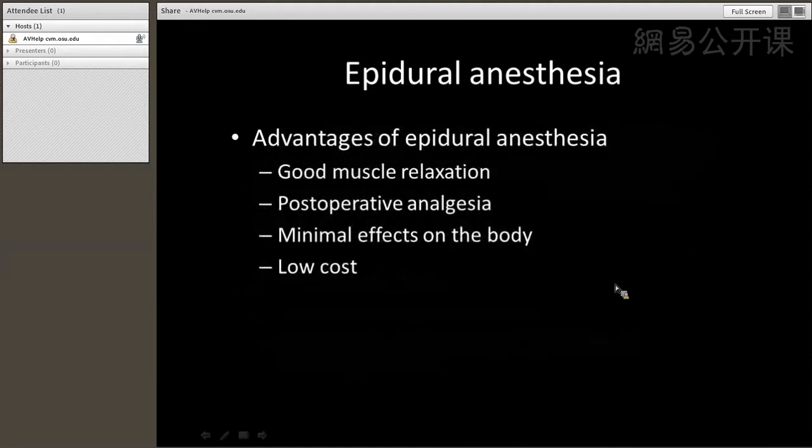So some advantages of epidural anesthesia are that you get good muscle relaxation. You'll have post-operative analgesia, minimal effects on the body depending on the doses that you use, and they're typically low cost. Lidocaine is pretty cheap, spinal needles are pretty cheap, so really it's just your expertise.